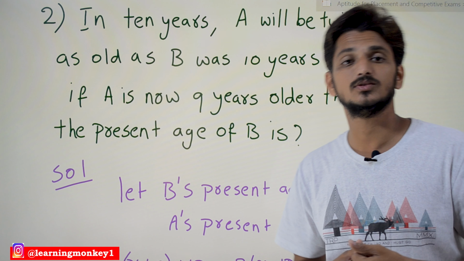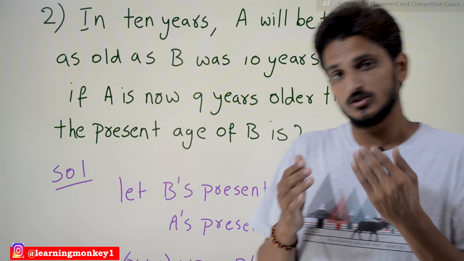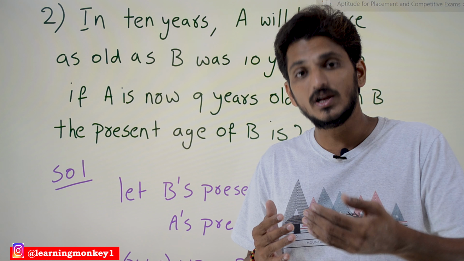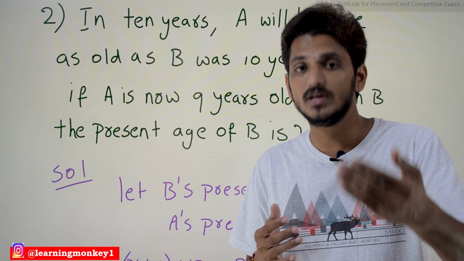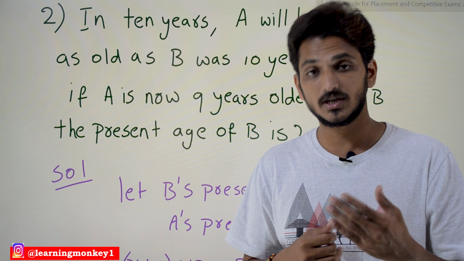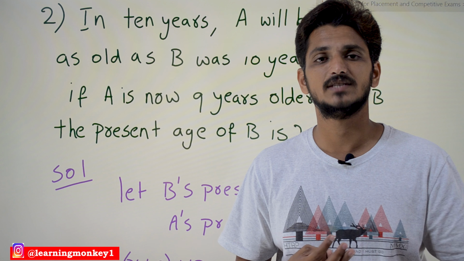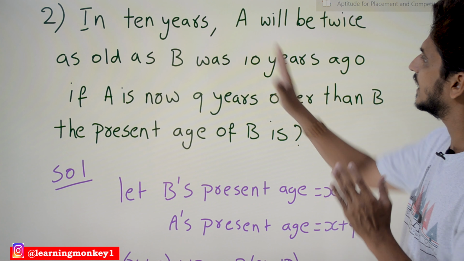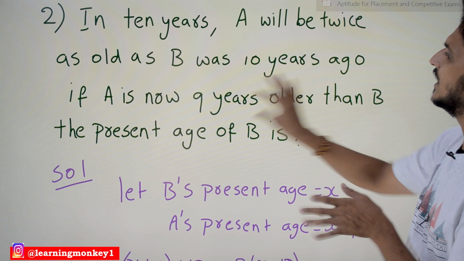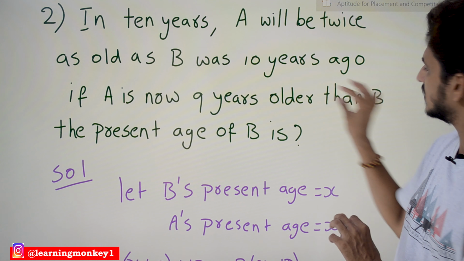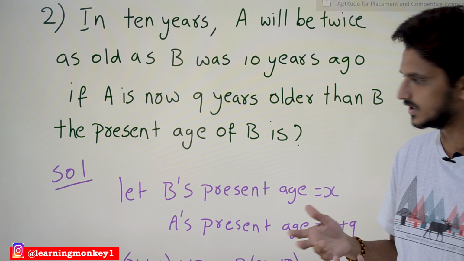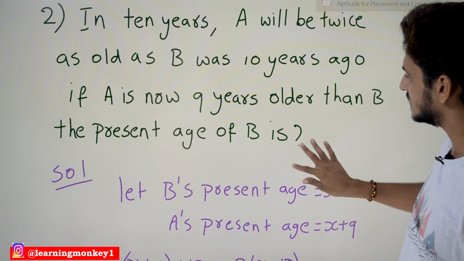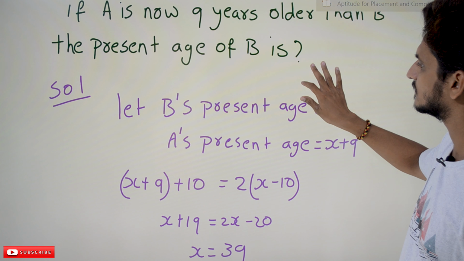In our last classes we discussed that choosing the right X will help you solve the equation very easily. That is the statement we discussed in our previous examples. From these two statements we clearly understand that A's age is dependent on B in both statements. That's why we choose B's present age to be X.